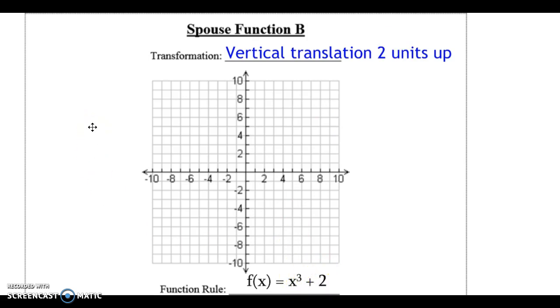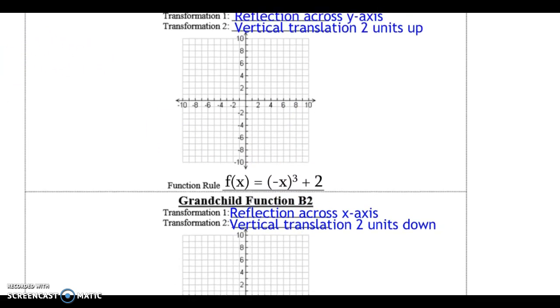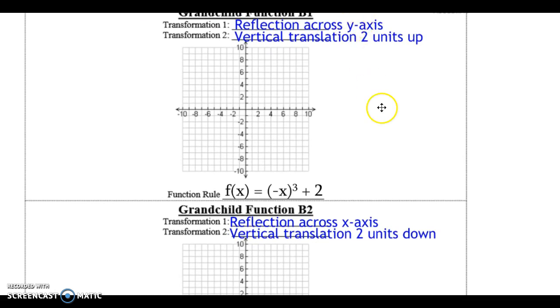I'll briefly give you a look at what grandchild functions B1 and B2 and also adopted child B look like here. Alright, recall that child function B was a reflection across the y-axis, and spouse function B was a vertical translation 2 units up. So grandchild function B1 is a combination of both of those two transformations, same parent function. Grandchild function B2 is the reverse of both of those, so instead of a y-axis reflection, it is an x-axis reflection. Instead of 2 units up, we're going 2 units down.